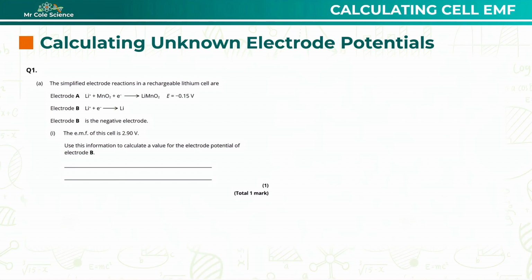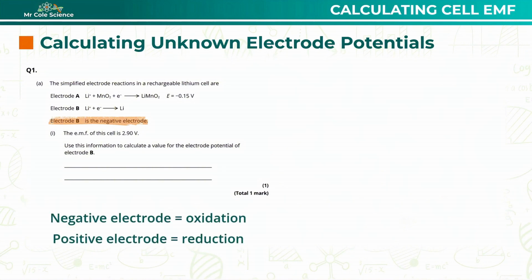Now the good news is that they usually tell you which electrode is the positive electrode and which one is the negative electrode. In this case, we're told that electrode B is the negative electrode. The not so good news is that they don't tell you what that means in terms of oxidation or reduction. They expect you to know that oxidation always occurs at the negative electrode and reduction always occurs at the positive electrode. So now we can just use our same equation for calculating the EMF of a cell.